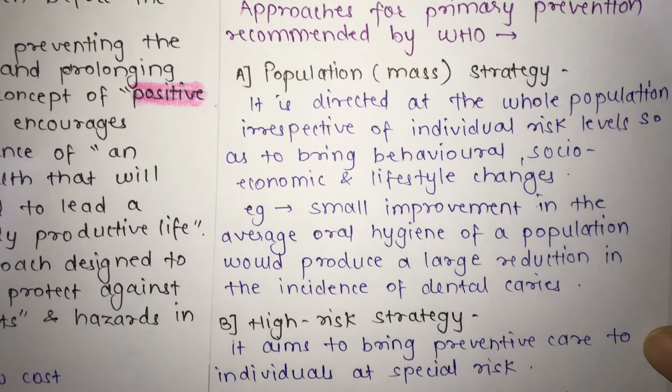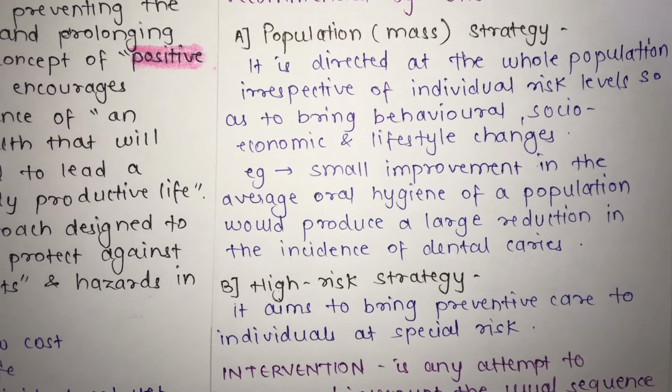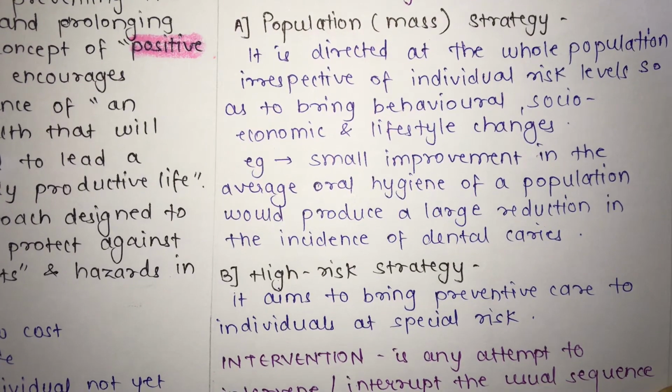Now the next approach is the high risk strategy. In the high risk strategy, the aim is to bring preventive care to individuals at special risk. There are particular groups who are at high risk. If a person has some disease, for example, then that person is at high risk for other things. So the high risk strategy aims to bring preventive care to those individuals.